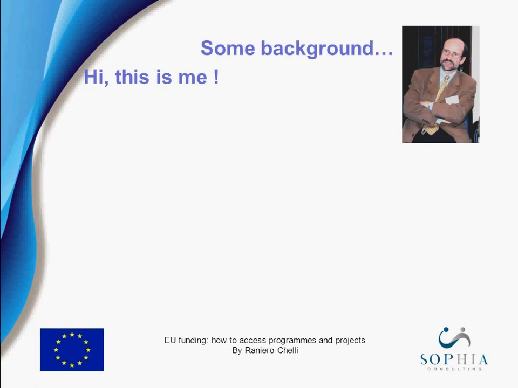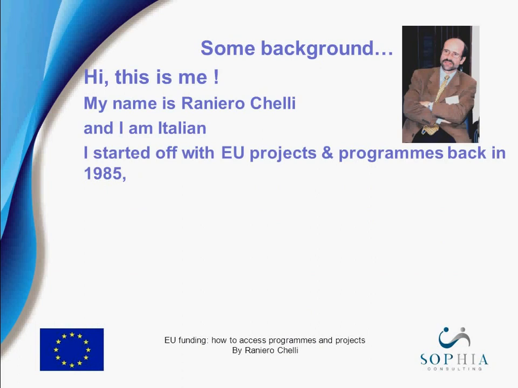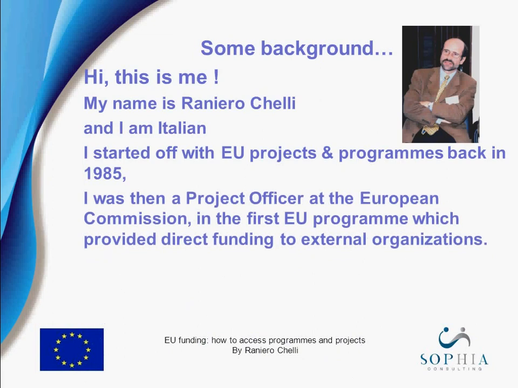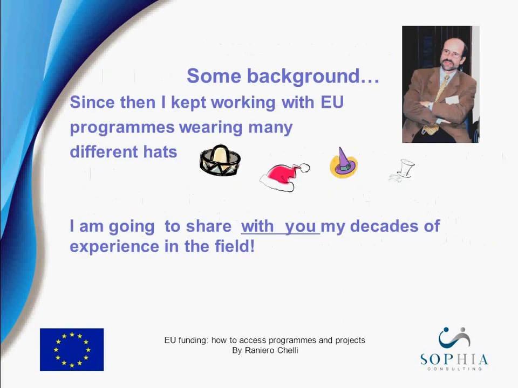Now, as background information, I'd like to introduce myself. The guy you see in the picture is myself. My name is Raniero Chelli, and as you probably guess, I'm Italian. I started off with the European projects and programs back in 1985, when I went to Brussels to work for the European Commission as a project officer. And I was in the first European program which provided direct funding to external organizations such as companies, research centers, and so on.